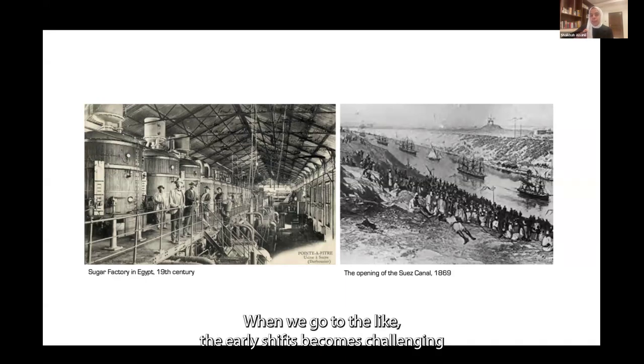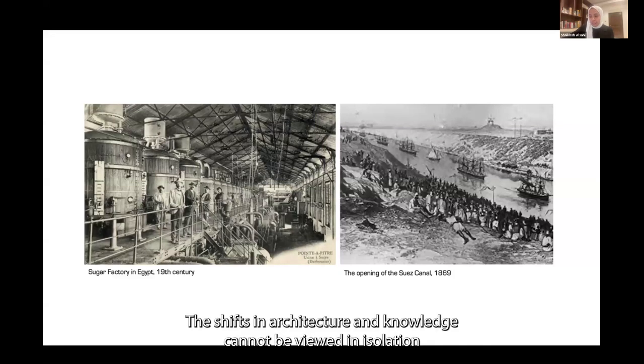When we go to the early shifts, it becomes challenging to say architecture or engineering, because those terms are very loaded and they're modern terms. As we go back, it's very challenging to point to where is architecture and where is engineering. In the 19th century, Cairo went through a short-lived industrial revolution that transformed its entire social, cultural, and architectural fabrics, following European models. The shifts in architectural knowledge cannot be viewed in isolation from 19th century aspirations to establish modern industrial states.